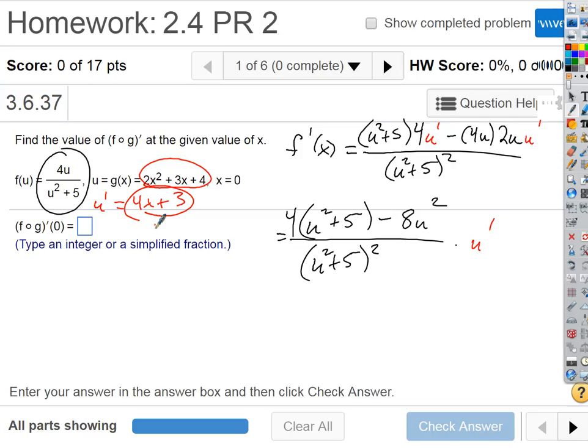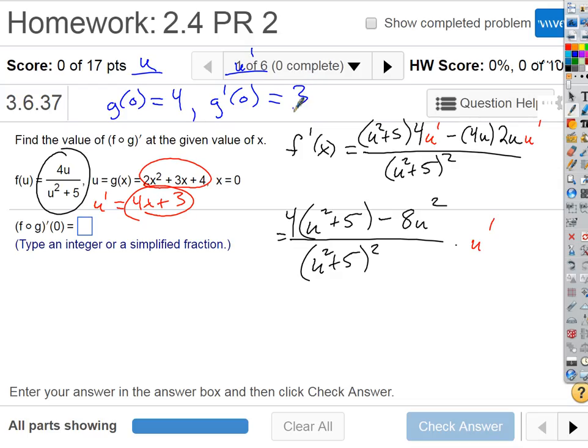Plug 0 into the original. Sure, why not, right? If I'm evaluating this at 0, aren't I really just evaluating u as g of 0, and u prime is really just g prime of 0, right? Does that make sense? So let's figure out what those are. What is g of 0? 4. G prime, and that's just u, right? G prime of 0 is what? It's pretty easy, doesn't it?